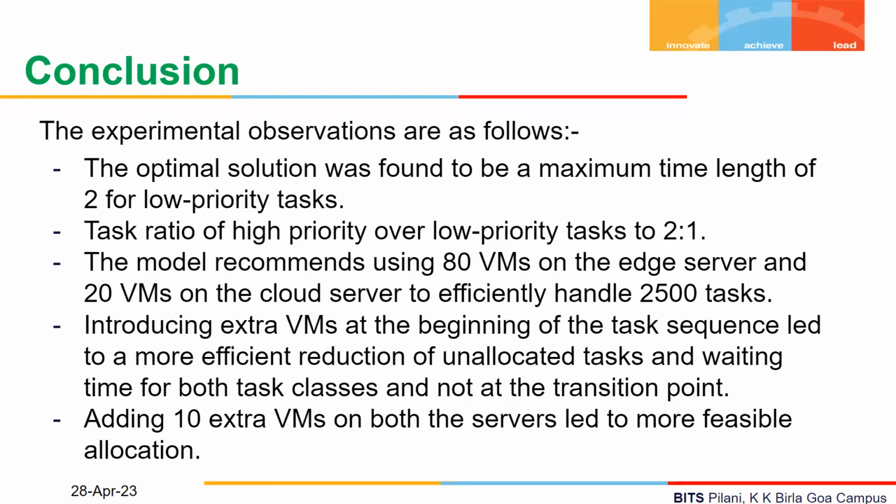And then the task ratio of high priority over low priority was 2:1, that I already explained. We have done the analysis with several aspects. Now the model recommends using 80 virtual machines on the edge and 20 virtual machines on the cloud, also to handle 2500 tasks, but still there were several unallocated tasks left. So introducing extra VMs at the beginning of the task sequence is found to be a more efficient reduction of unallocated tasks than adding at the transition point. And adding 10 extra virtual machines on both the servers leads to a more feasible allocation process.